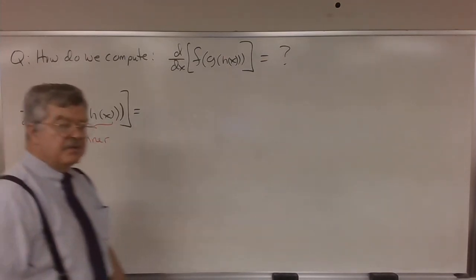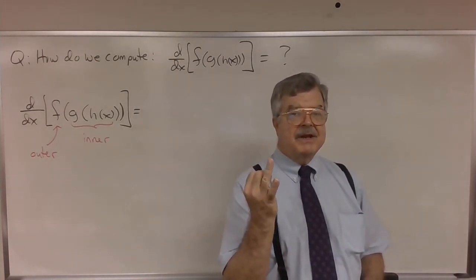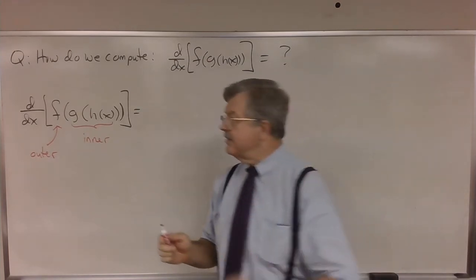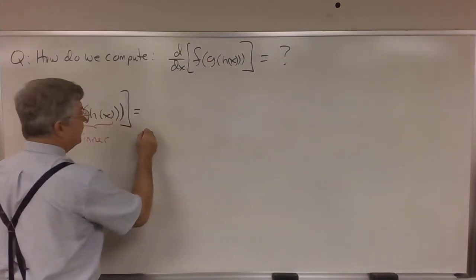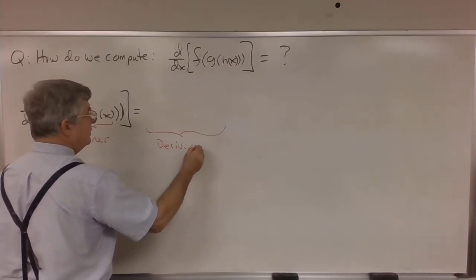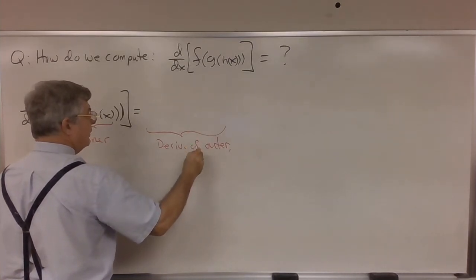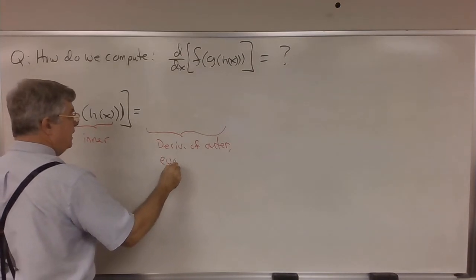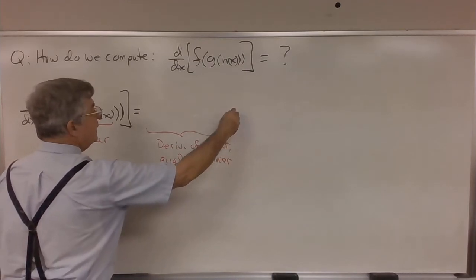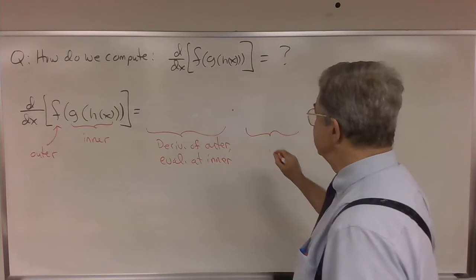And we know what the chain rule says. The derivative of the outer, evaluated at the inner, times the derivative of the inner. So let's write that out. Derivative of the outer, evaluated at the inner, times the derivative of the inner.